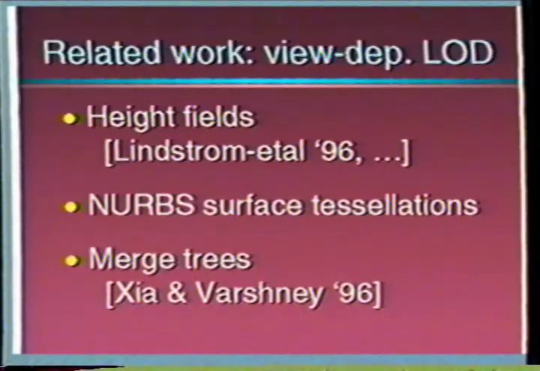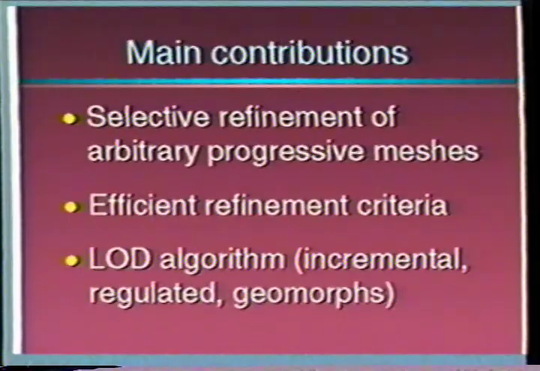Most of the previous work on view-dependent refinement addressed the cases of height fields and parametric surface tessellations. Recent work by Xia and Varshney generalized these ideas to work for arbitrary meshes. In this work, we create a framework for real-time selective refinement of arbitrary progressive meshes. We develop efficient view-dependent refinement criteria and use these in an incremental algorithm to adapt the mesh at runtime.